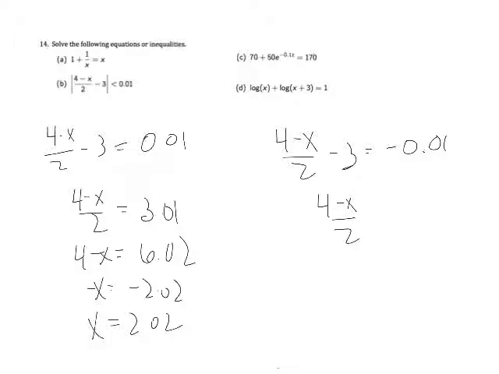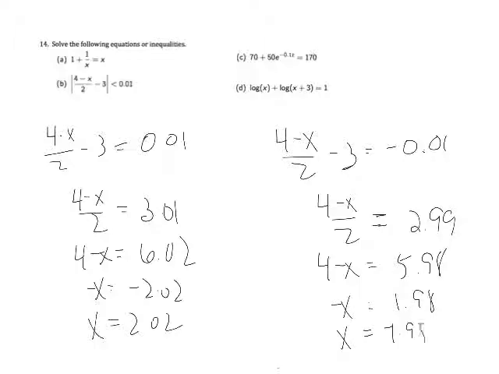And then if I go solve the other one, I add 3 to both sides again, but I had a negative, so I get 2.99. Multiply by 2, I get 5.98. Subtract 4, so negative x equals 1.98. So x equals negative 1.98.